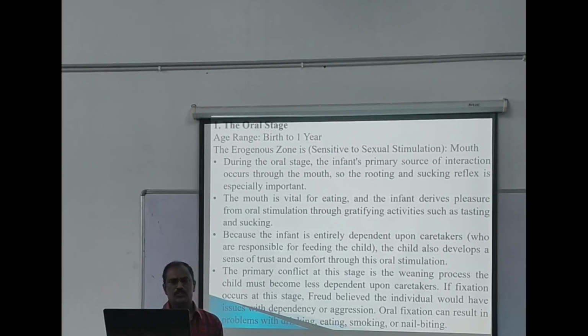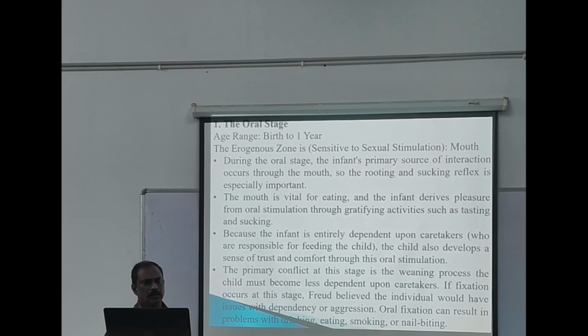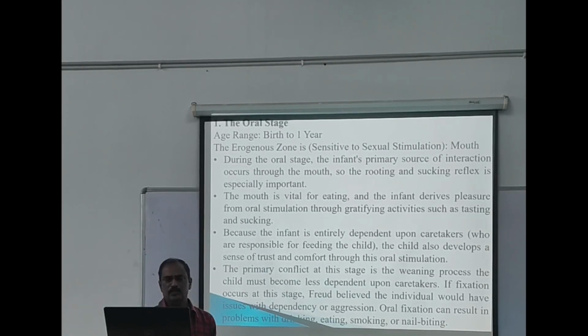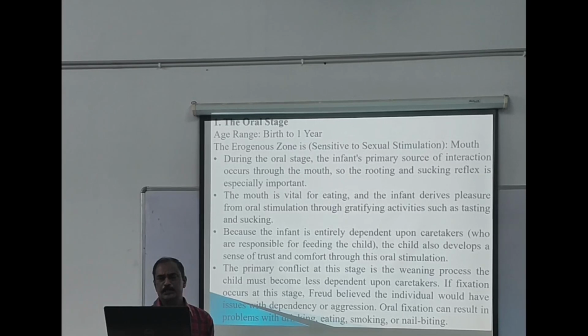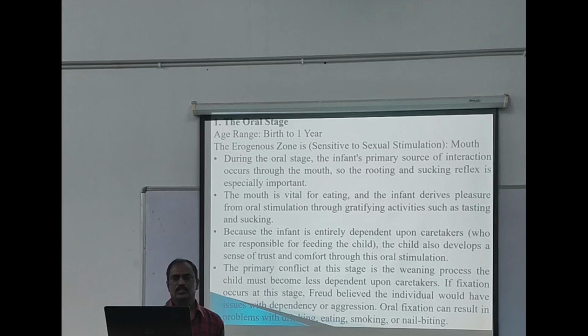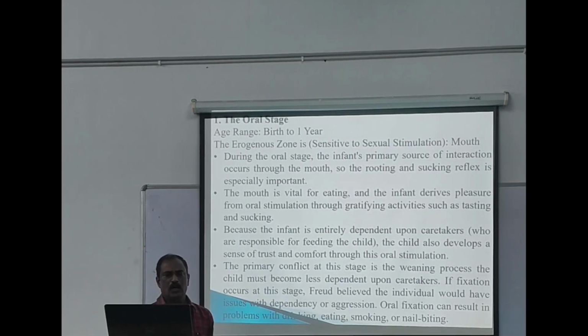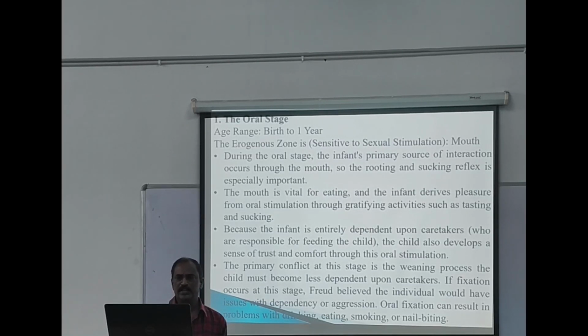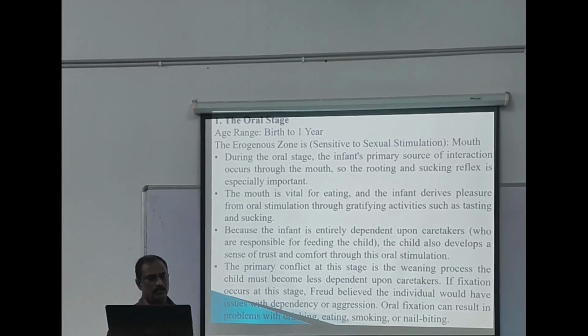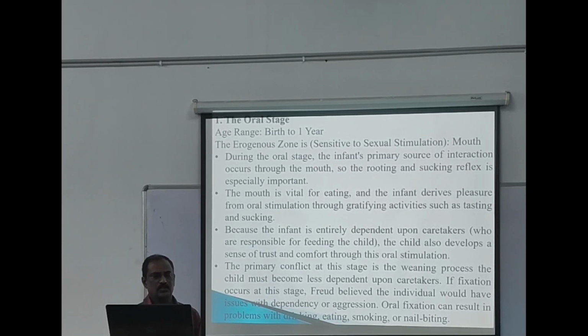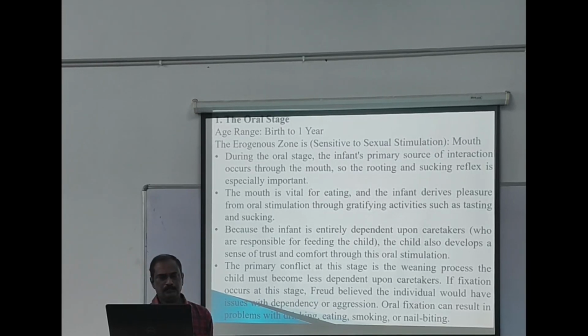Here the erogenous zone, this is a very important word, you remember, erogenous zone, which means sensitive to sexual stimulation. So the parts for sexual stimulation we call erogenous zone. In this oral stage, the erogenous zone is the mouth. During the oral stage, the infant's primary source of interaction occurs through the mouth. So the rooting and sucking reflex is especially important.